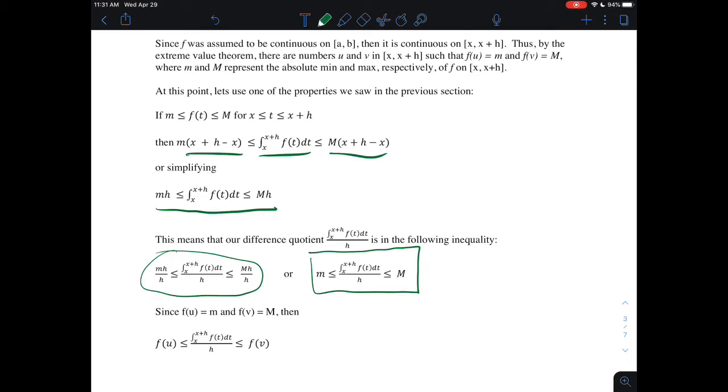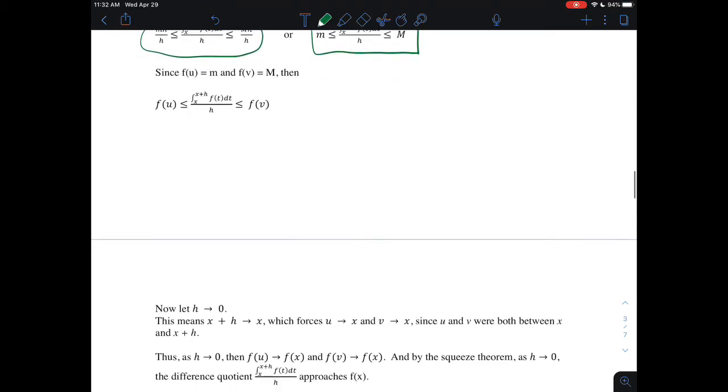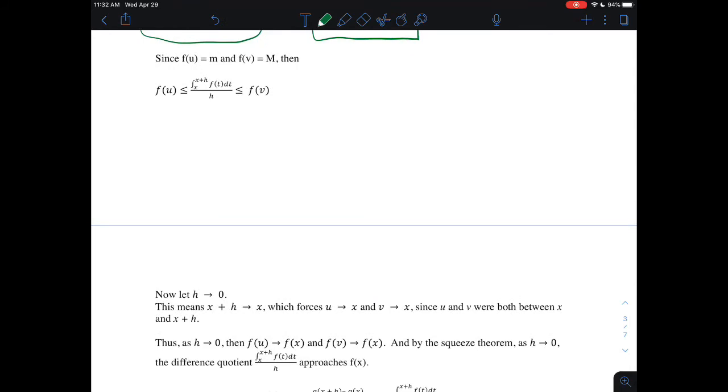If you can kind of see where we're going, we used some facts about the extreme value theorem and then also a property of integrals, and it looks like as we're about to take a limit, the squeeze theorem is going to come up. So since f of u is equal to lowercase m, and f of v is equal to capital M, then I can just substitute for those, and I have f of u is less than or equal to our difference quotient is less than or equal to f of v. So now let's let h approach 0. So we're taking the limit as h approaches 0 of everything that I have here.